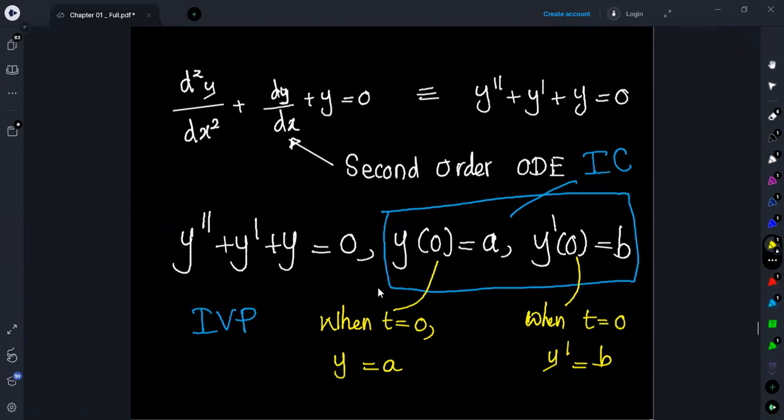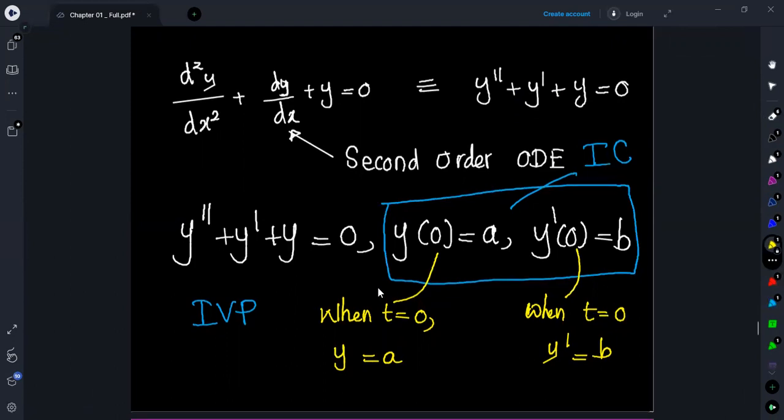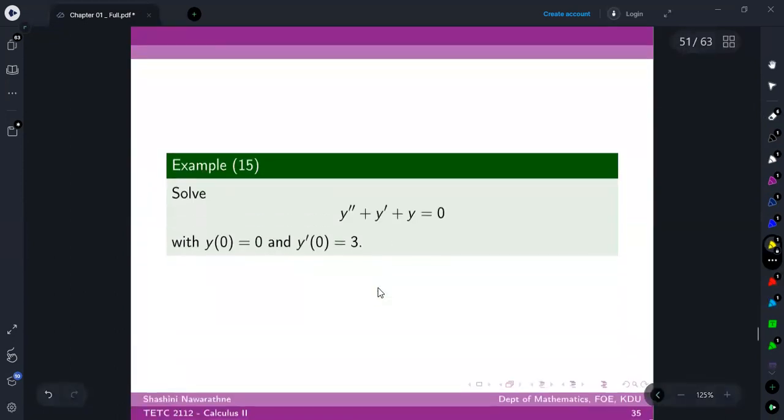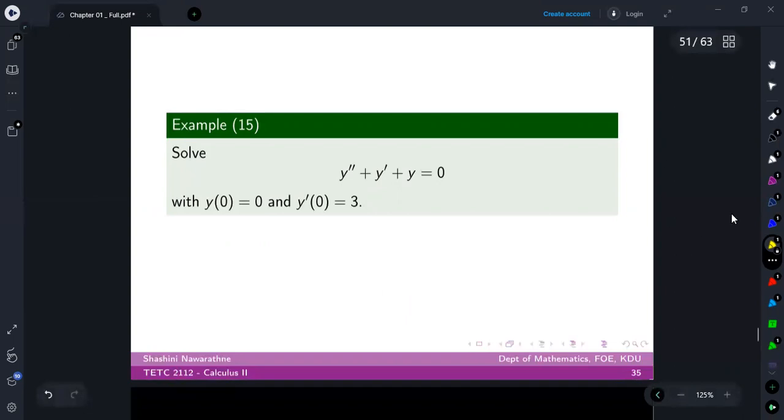Actually, we are going to solve initial value problems using the Laplace transform. So let's see the first question. We are going to solve the initial value problem y double prime plus y prime plus y is equal to 0 with the initial conditions: when t is equal to 0, y is equal to 0, and when t is equal to 0, y dash is equal to 3. Let's see how to solve such a problem.